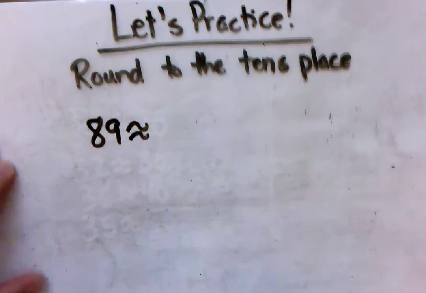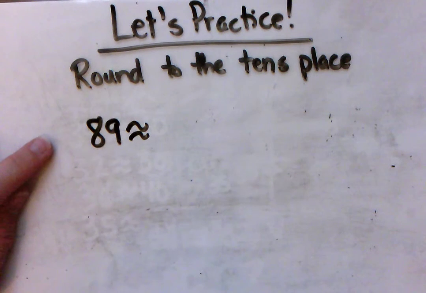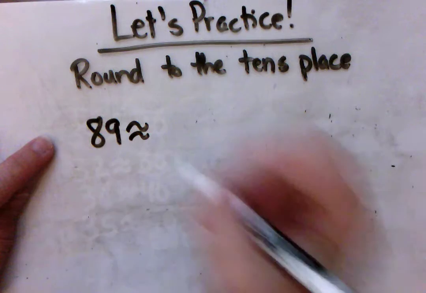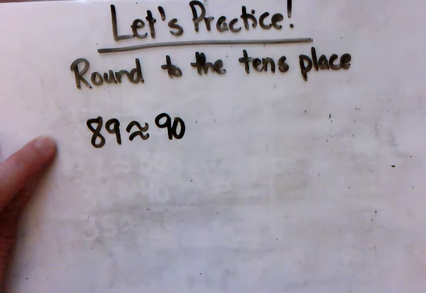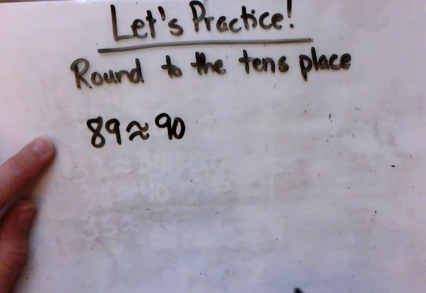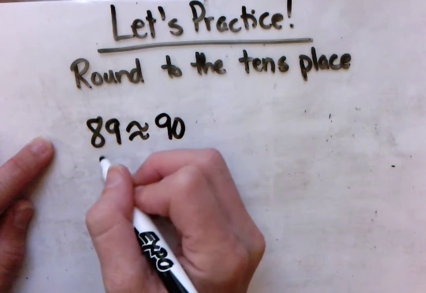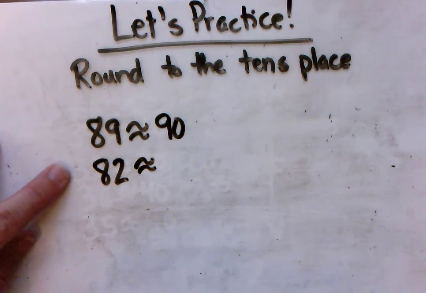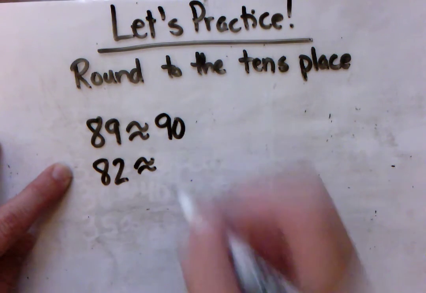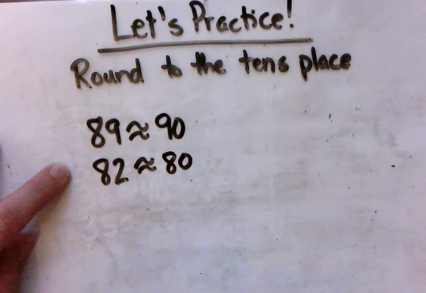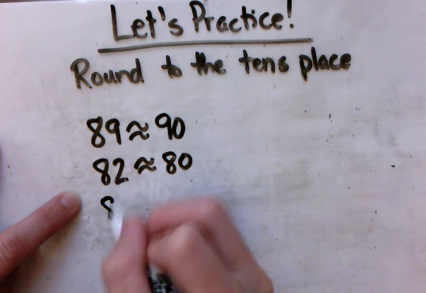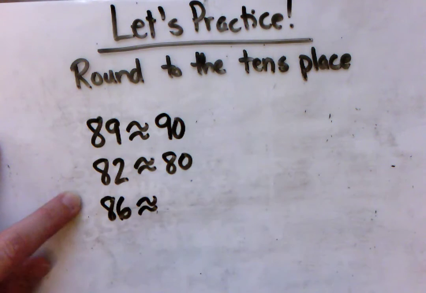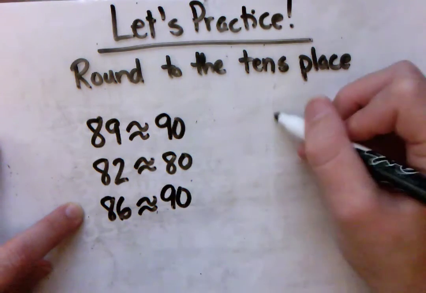89. Round it to the nearest tens place. 90. Great job. If you needed to draw your number line, please do. 82 rounds to 80. Good job. 86 rounds to 90. Let's check this one.